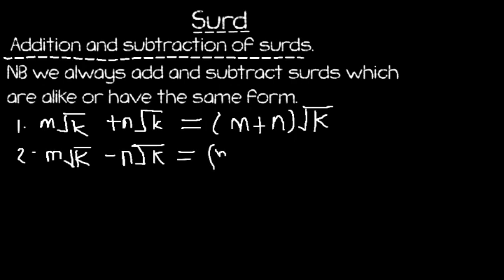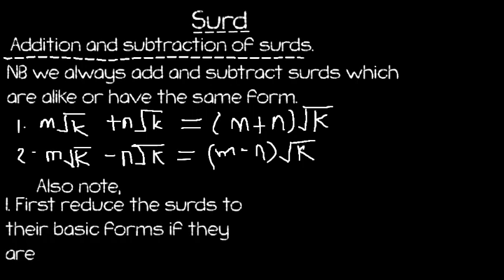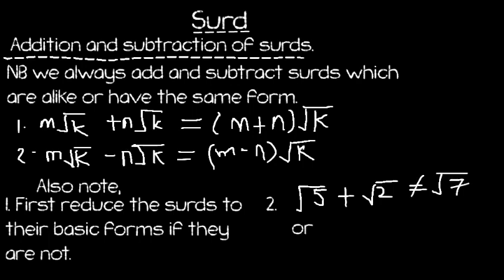Next, m root k minus n root k should be equal to m minus n root k. The same applies to the subtraction. So take note of that. Also note that first, we reduce the surd to the basic form. So when solving, you have to reduce them to the basic form. Note, root 5 plus root 2 is not equal to root 7, or otherwise, the subtraction way, is not equal to root 3.